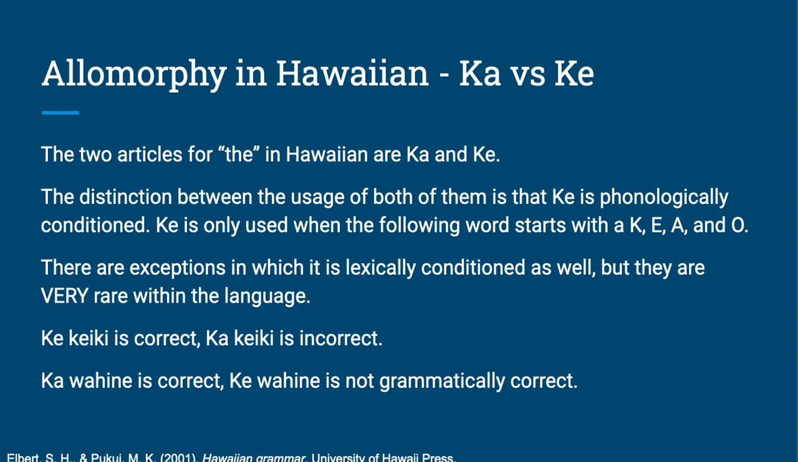So two quick examples. Ke keiki is correct. Ka keiki is incorrect. That just means the child, and this is incorrect. Ka wahine, which means the woman, is correct, and ke wahine is not grammatically correct because it starts with a W. And yeah, that's that.